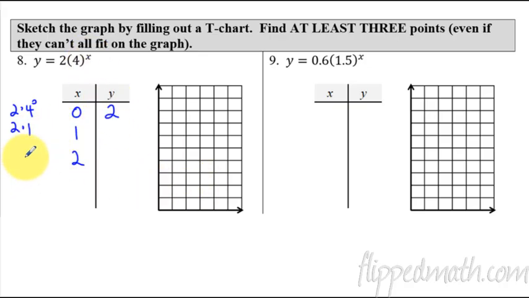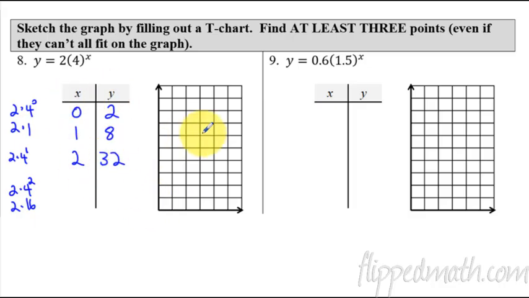Now let's try the 1. If I do 2 times 4 to the first power, so I'm just plugging a 1 in here, then I get 2 times 4 is 8. And then let's do one more. 2 times 4 raised to the second power this time. I'm plugging in a 2. Well, that's 16. 2 times 16 is 32.